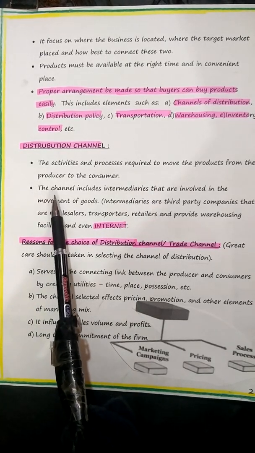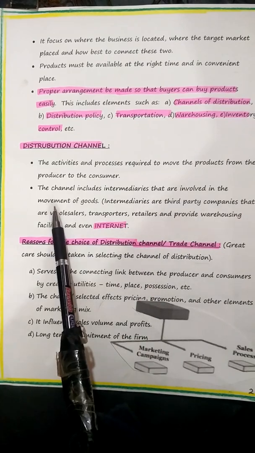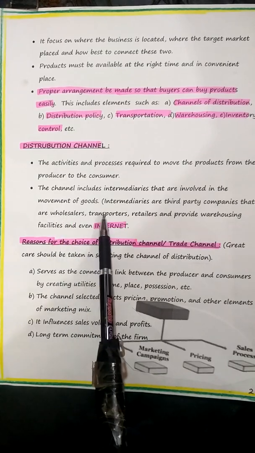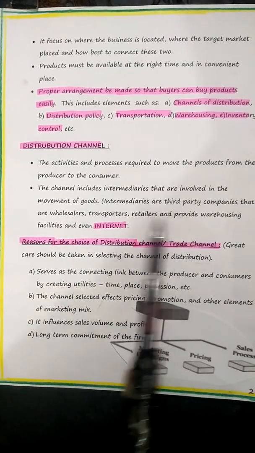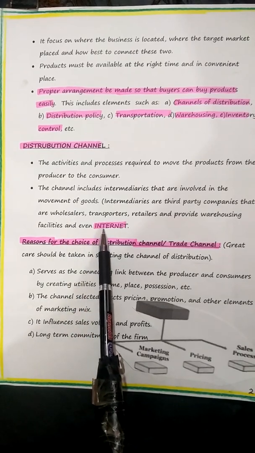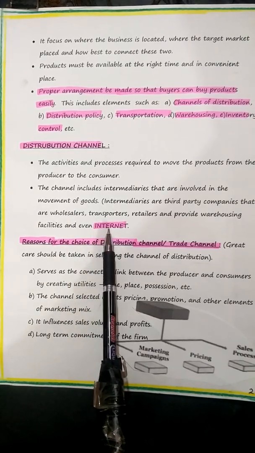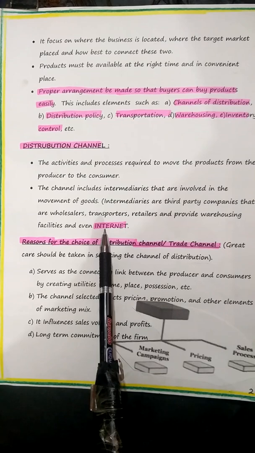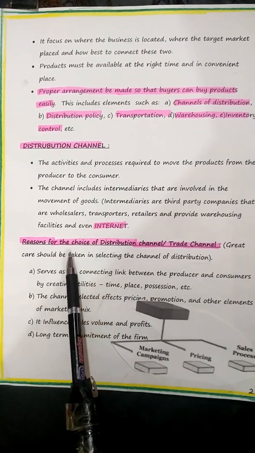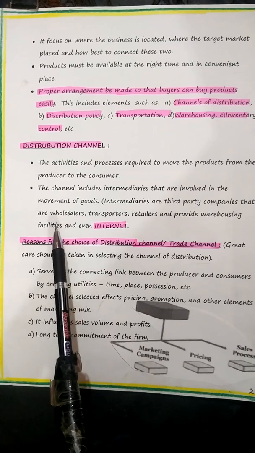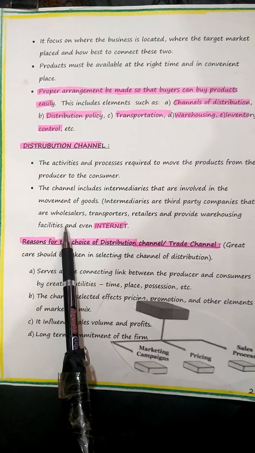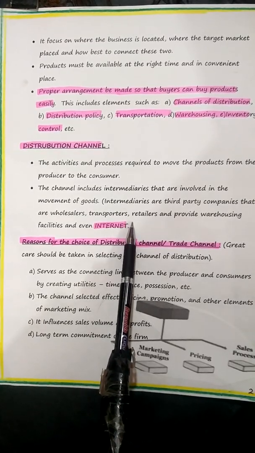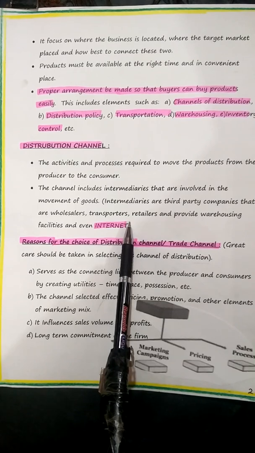Second, the distribution channel includes intermediaries that are involved in the movement of goods. Intermediaries are third-party companies. For example, wholesalers, transporters, retailers who provide warehousing facilities, and even the internet. The internet, I told you, has become very important in marketing. People now go for virtual markets. Virtual marketing is very popular during crises such as the pandemic, COVID. So you must understand, children, that the distribution channel is important to involve middlemen to reach the customer over a large area. That point you should add here, children.